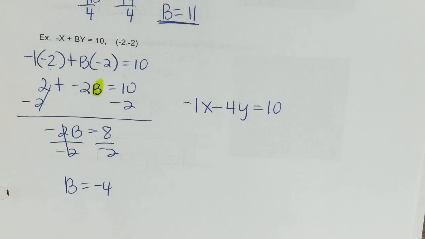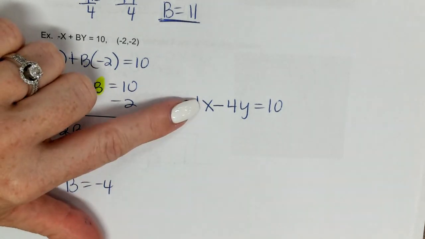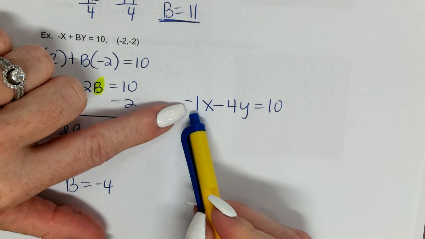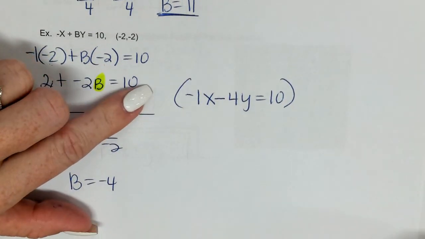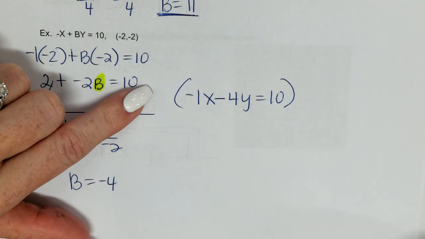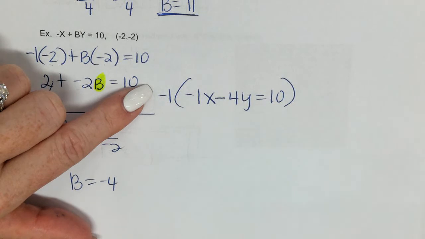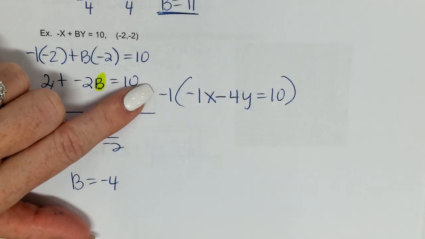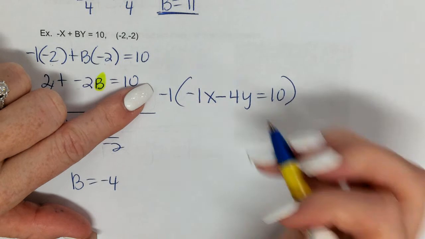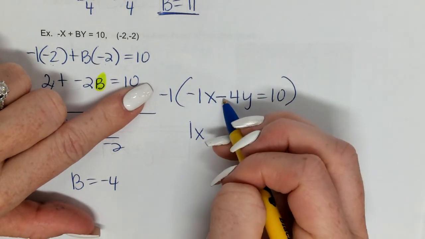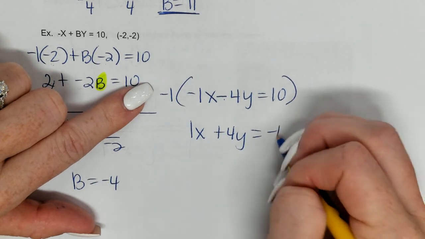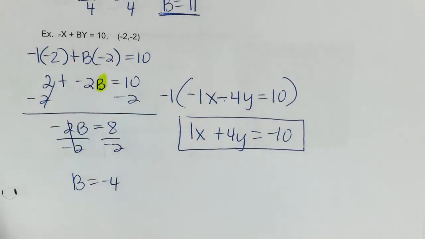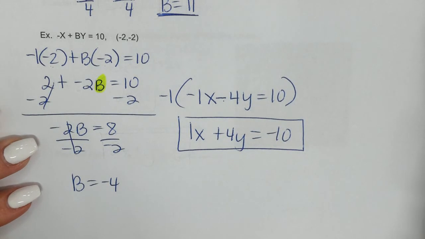Everybody good? Now, is this my answer? No. Because I cannot have a negative right here. So I take the entire equation and multiply by what? Negative 1, because I want to get rid of the negative. Guys, all you're basically doing is changing the sign of every single one. So this one, instead of being negative, it's going to be positive. This one, instead of being negative, it's going to be positive. And this one, instead of being positive, it's going to be negative. And that's my answer.